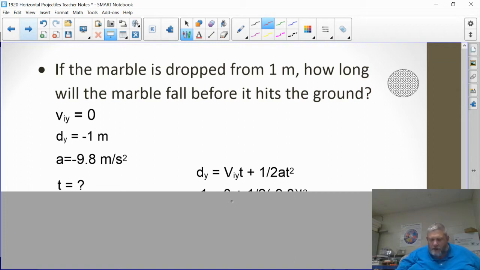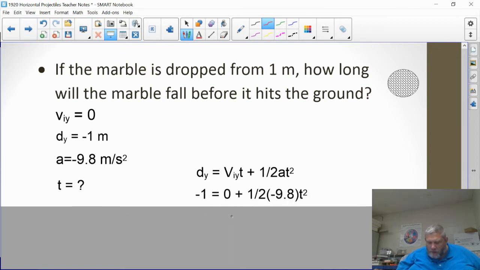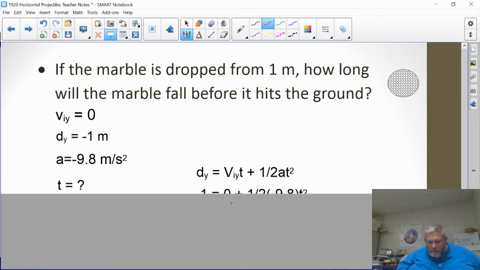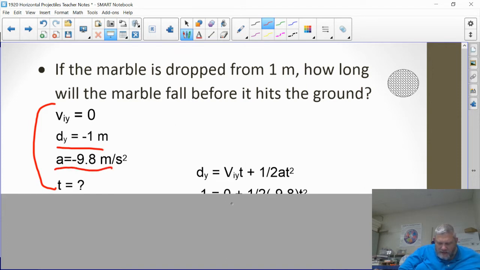If I drop the marble from 1 meter tall, how long will it take the marble before it hits the ground? So we write our knowns, these are our givens, in our givens box. Vi is equal to 0. Di is -1. Acceleration is -9.8, and my time is my question mark. Remember, my dy is -1 because it's going downwards.